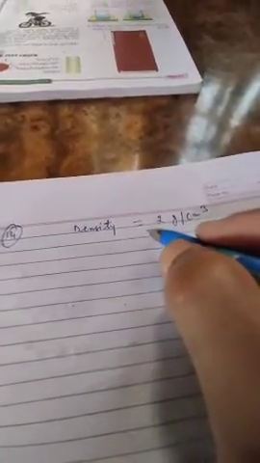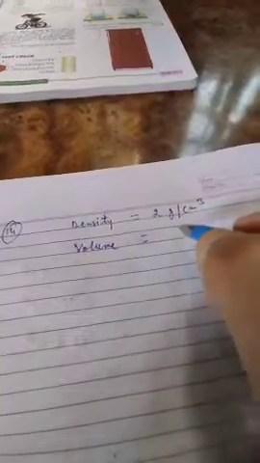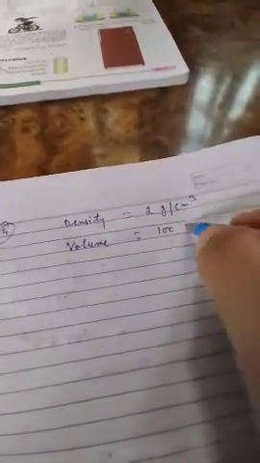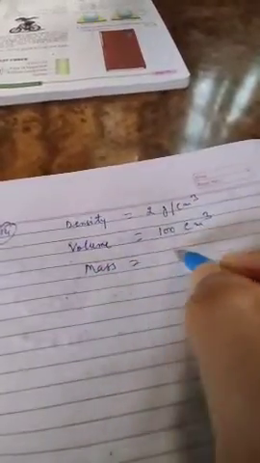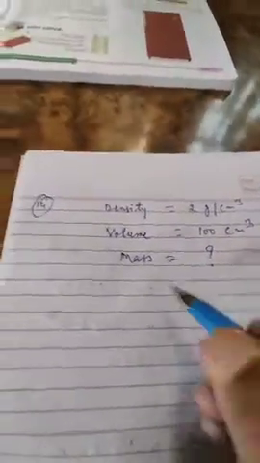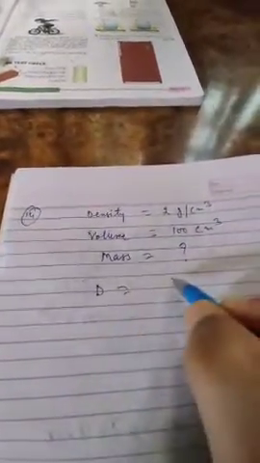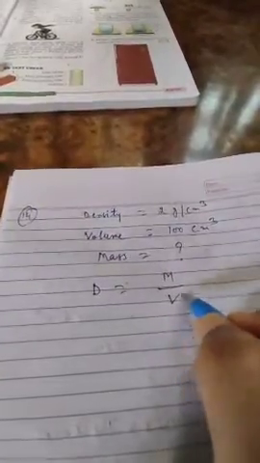14th numerical. The density of a liquid is given, that is 2 gram per centimeter cube. Volume of a sample of the liquid is given, that is 100 centimeter cube. Now you have to find the mass. Okay. Now as we know that density is equal to mass upon volume.